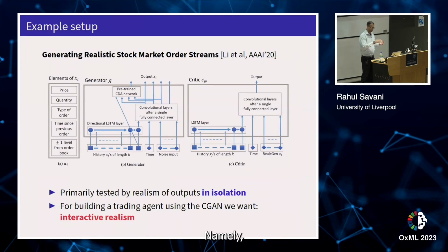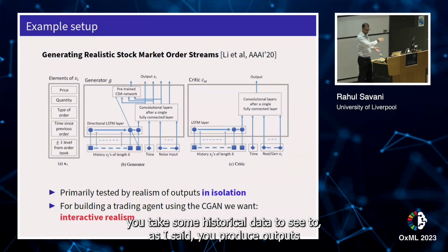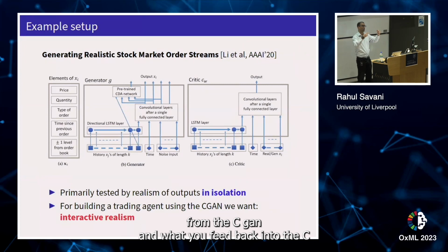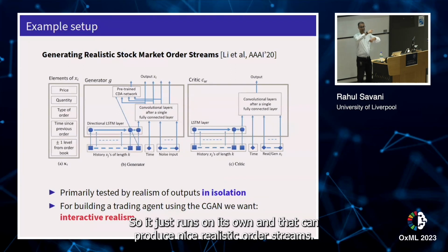Namely, you take some historical data to seed it, as I said, you produce outputs from the C-GAN, and what you feed back into the C-GAN is only its own outputs. So it just runs on its own. And that can produce nice, realistic order streams.